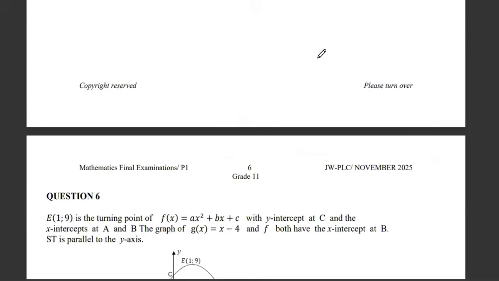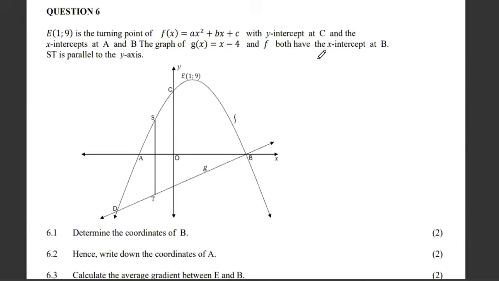Then question number 6. E is a point, which is a turning point for the parabola with the y-intercept at C and the x-intercepts at A and B. The graph of g is x minus 4. Both have x-intercepts at B. ST is parallel to the y. They want us to get the coordinates of B.